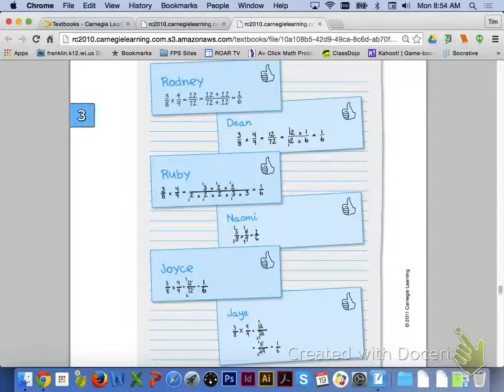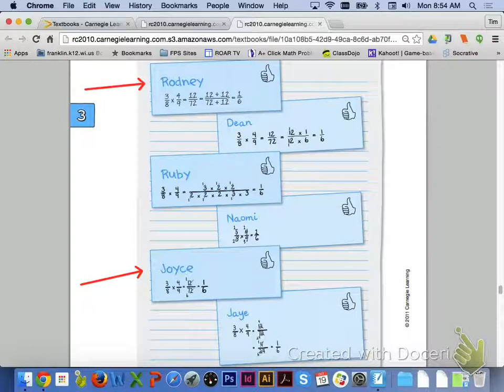If we take a look at number 4, then we are going to explore several correct methods for multiplying two fractions. So go ahead and take a look at the 6 students that they have listed, analyze the methods and have a little discussion with your group members, and then we'll discuss them together. Let's look first at Rodney and Joyce.